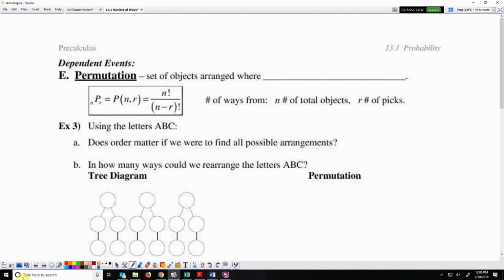Okay? In dependent events, a permutation is a set of objects arranged where order matters. Okay? Think of things like a lineup. Okay? If 2 people trade places, it's a different lineup. Okay? So a lineup is one where order matters. Maybe specific roles. If 3 people have specific roles and then they change roles, that changes the permutation.